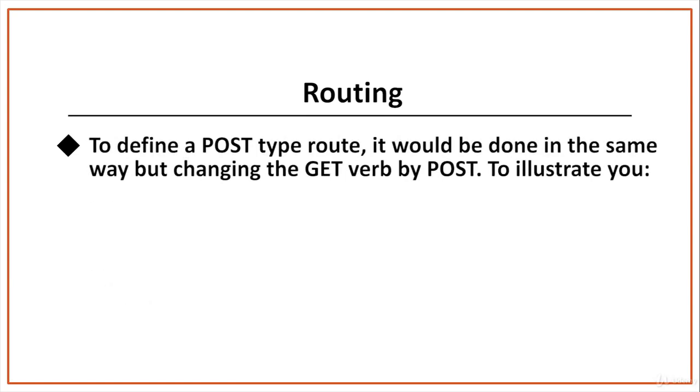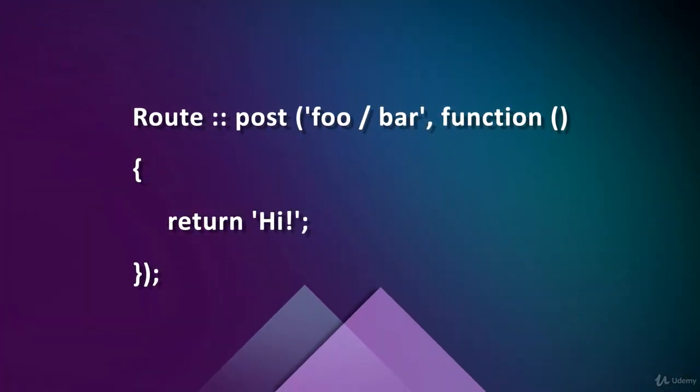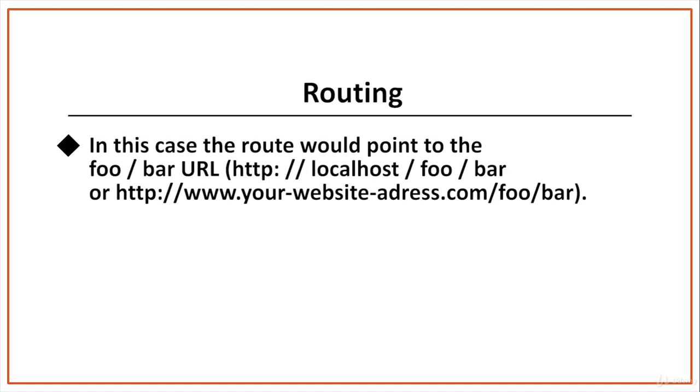So to define a POST type route, it will be done in the same way, but changing the GET verb to post. So to illustrate this, just look at the screen now to get an example. In this case, the route will point to the FOO/bar URL. So it will be http://localhost/FOO/bar or http://yourwebsiteaddress.com/FOO/bar.